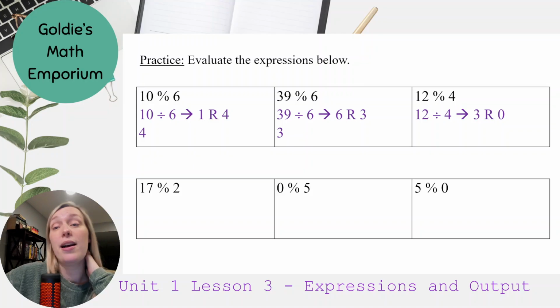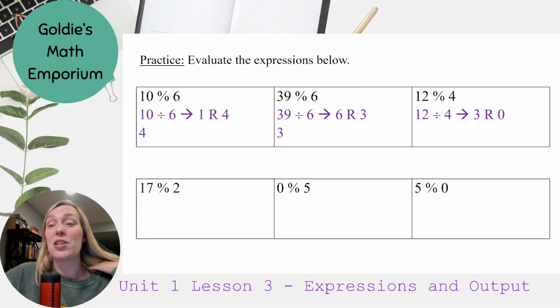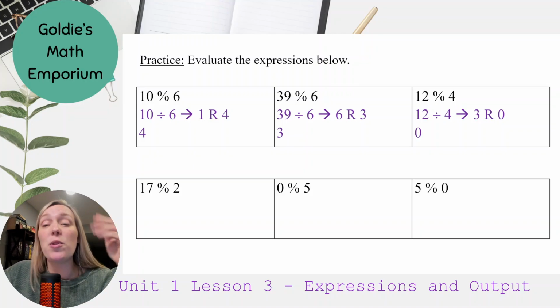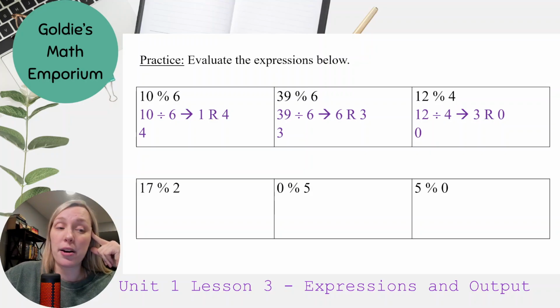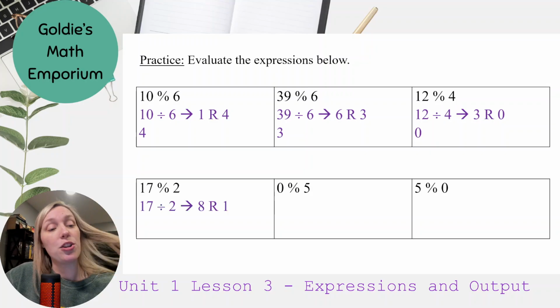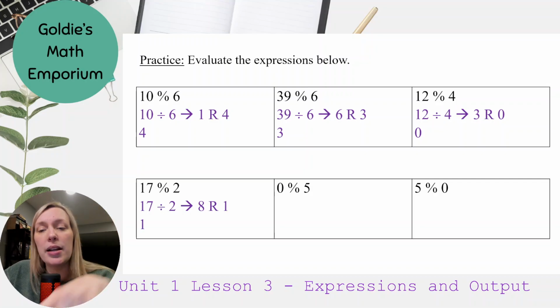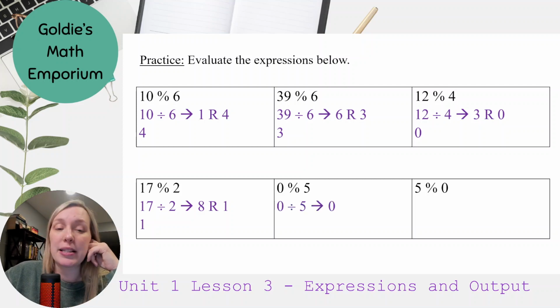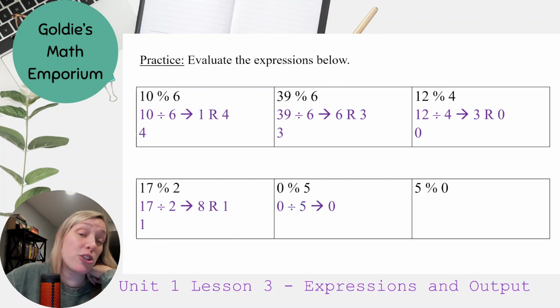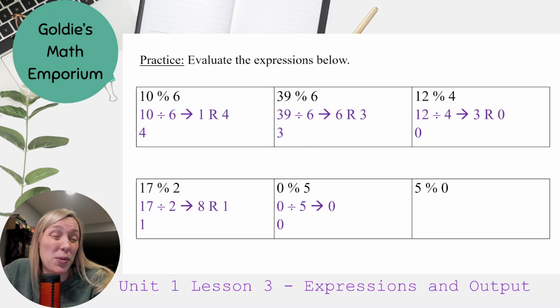12 mod 4, 4 goes into 12 evenly. So it's 3 remainder 0. Your answer is 0 here. 17 mod 2 goes in evenly 8 with a remainder of 1. So your answer is 1. And when we get to the last 2 expressions here with 0, 0 divided by 5 is just 0. So your mod is also 0.